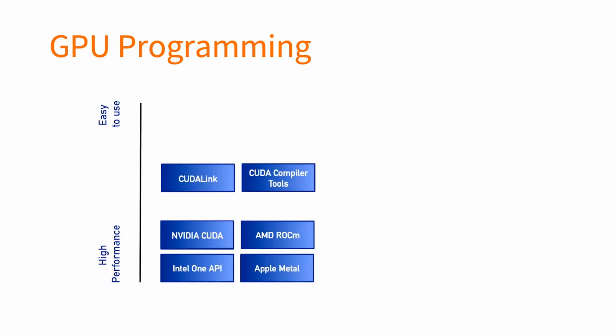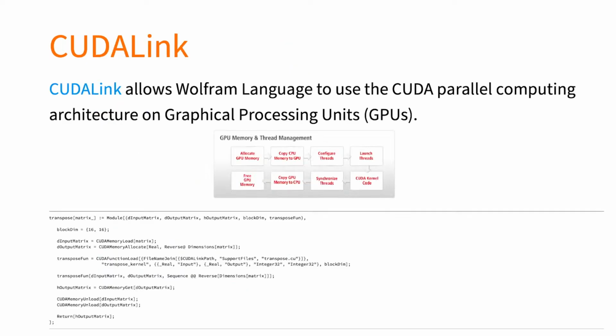Let us briefly outline the capability of this package. CUDALink enables the Wolfram Language to leverage the CUDA parallel computing architecture on GPUs. This introductory example computes the transpose of a matrix and demonstrates the standard workflow for GPU programming using CUDALink. The process involves allocating memory on the GPU, copying data from the CPU to the GPU, configuring threads, launching threads, executing kernel code, synchronizing threads, copying the result to the CPU, and releasing the allocated memory on the GPU.